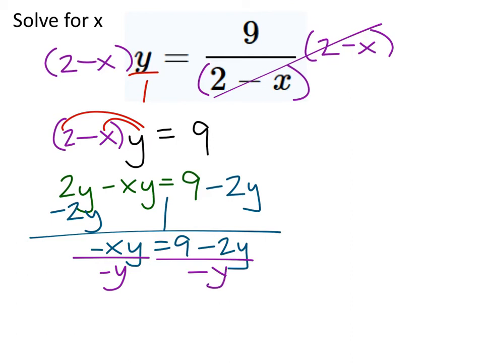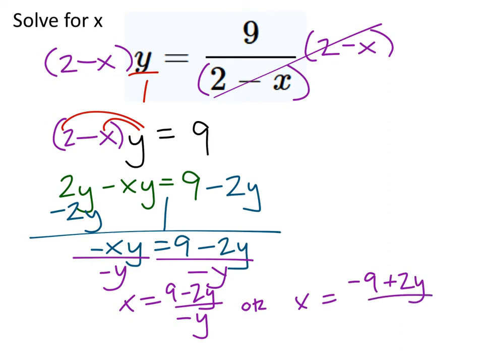Y. There we go. Now I've got x equals 9 minus 2y over negative y. Or, again, I could write this differently: negative 9 plus 2y over y, or even further, not that you guys care, but you could have written this as negative 9 over y plus 2. So that negative y.